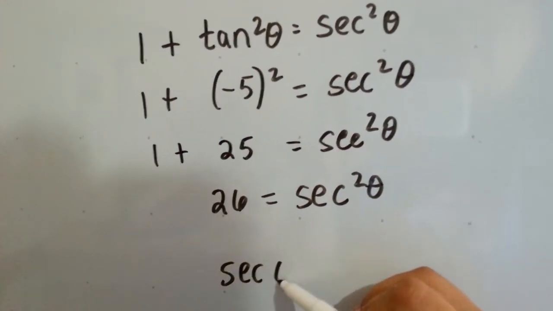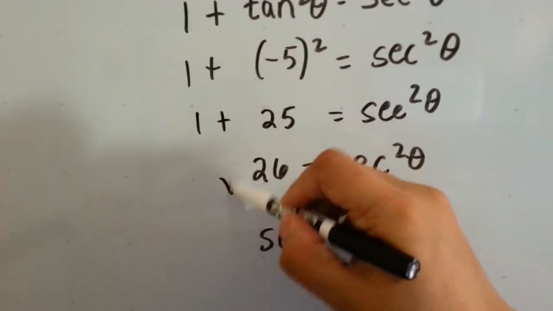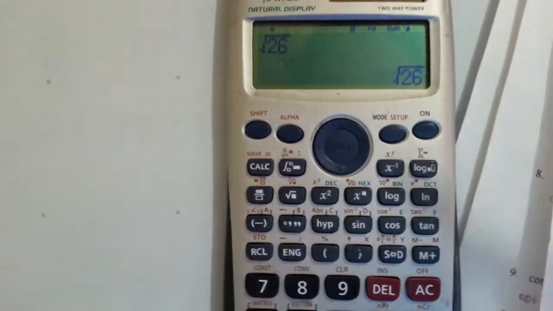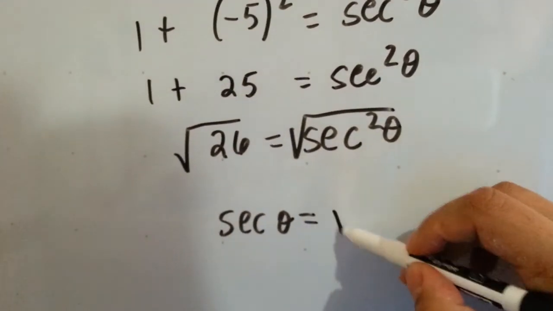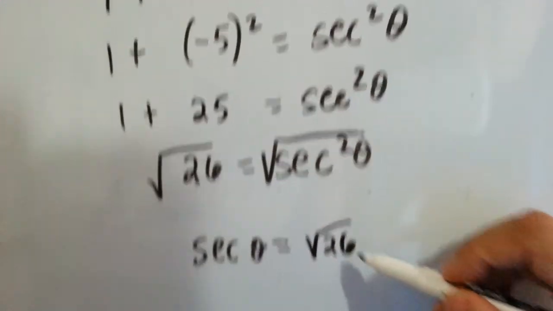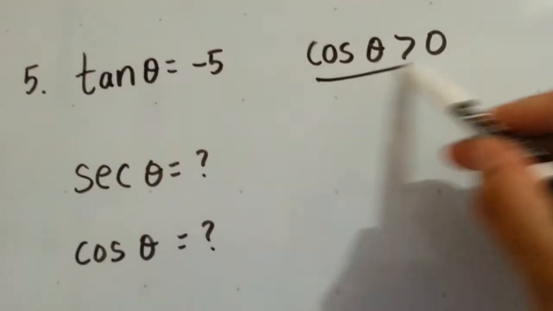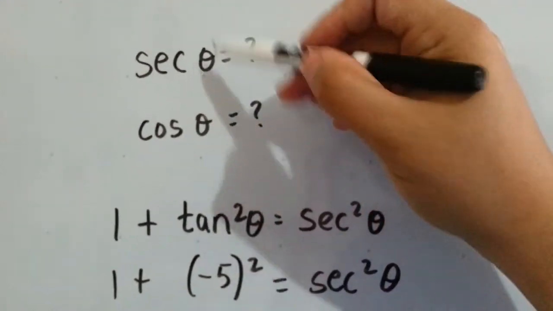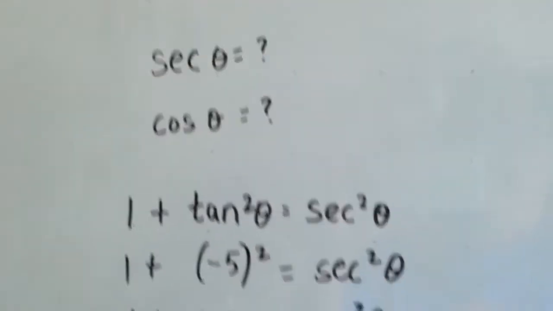And we have to take the square root of both sides. According to the calculator, the square root of 26 cannot be simplified. So the secant theta is the square root of 26. And you look at the information, the cosine is positive, so that means this one is positive and that one is positive. Why? Because they're reciprocals of each other, so they have the same sign.